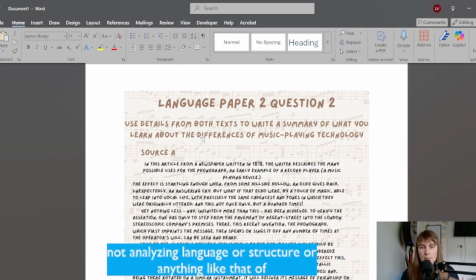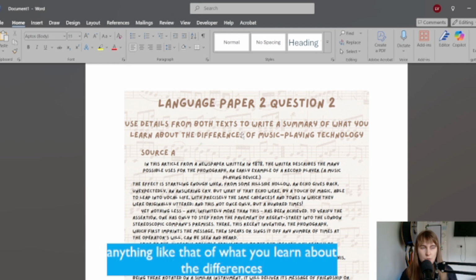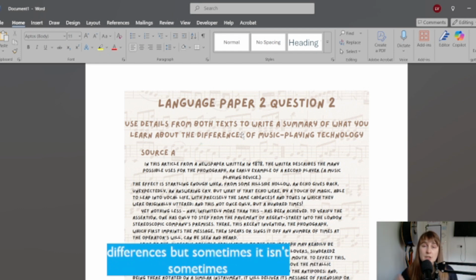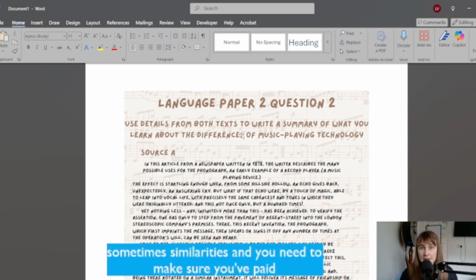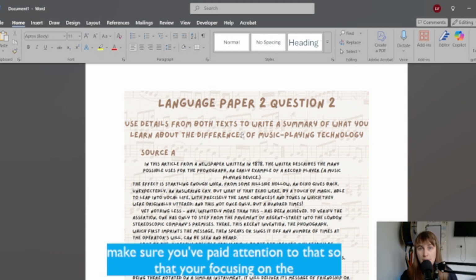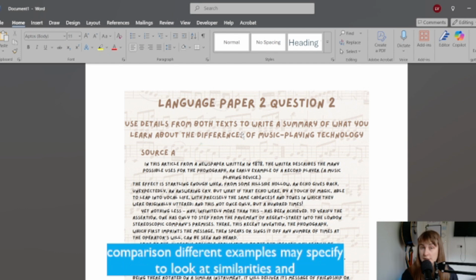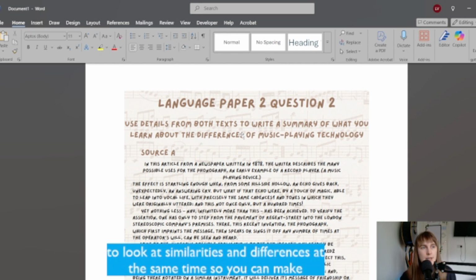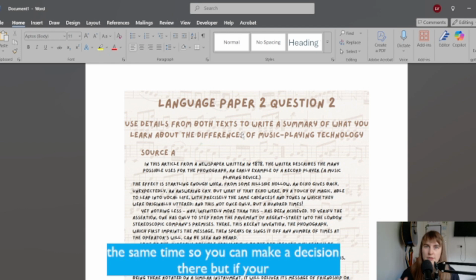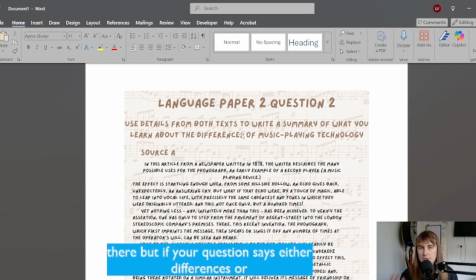Of what you learn about the differences, that's important because quite often this question is presented as differences, but sometimes it isn't. Sometimes it's similarities, and you need to make sure you've paid attention to that so that you're focusing on the right type of comparison. Different exam boards may specify to look at similarities and differences at the same time, so you can make a decision there. But if your question says either differences or similarities, you need to make sure that you are looking at the right one.